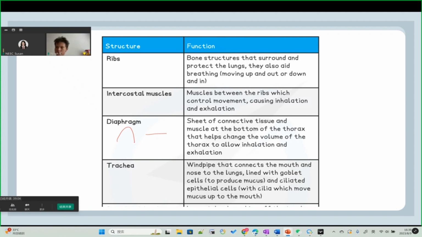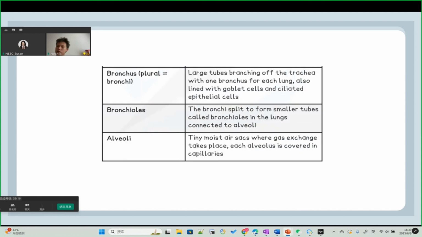And finally, the trachea is just a pathway for the gas from your nasal cavity to reach the lungs. Is it clear? Yeah. And then the bronchus and bronchiole are also the pathway for the gas.